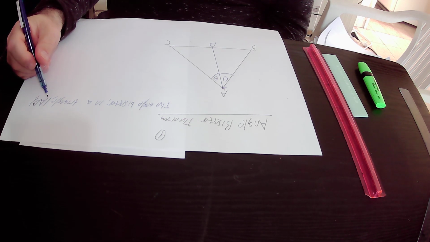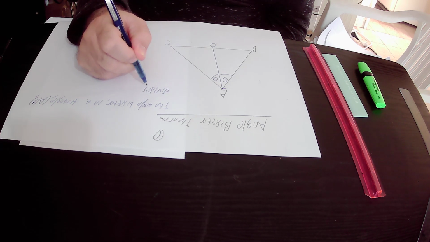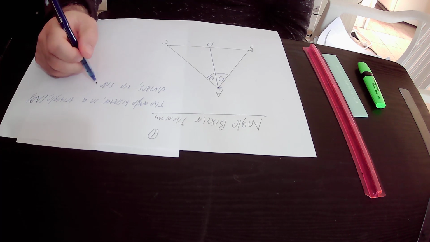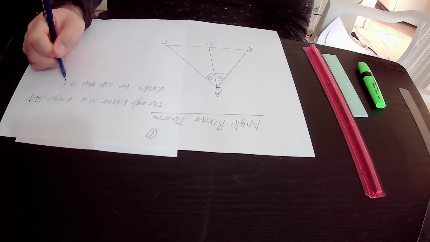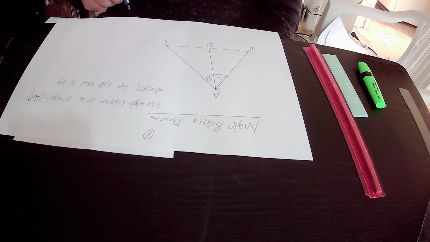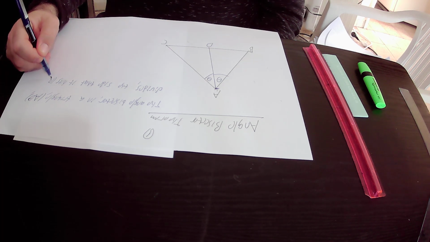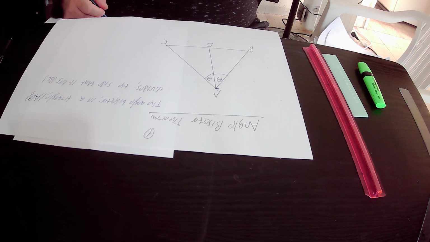So the angle bisector in a triangle divides the side that it hits. In this case, the side that the angle bisector AD hits is side BC, so we are relating to side BC. Actually, the angle bisector AD divides side BC into two parts. The first part is BD and the second part is DC.